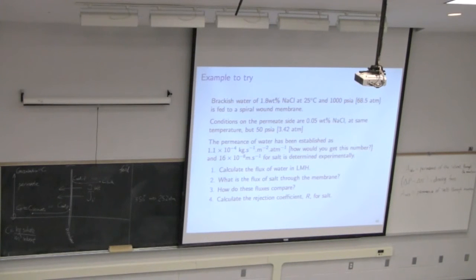So we're treating this water, 1.8% sodium chloride, 25 degrees Celsius, and our feed side here is 1,000 psia, or 68.5 atmospheres on the feed side. On the permeate side, we have easy to measure 0.05 weight percent sodium chloride at the same temperature, but the pressure over here is 3.42 atmospheres.